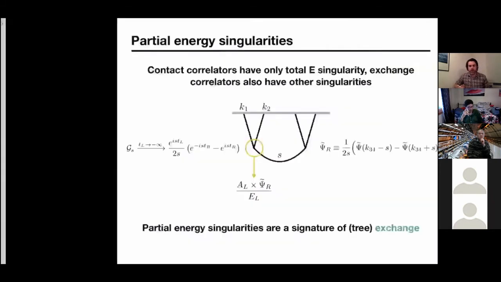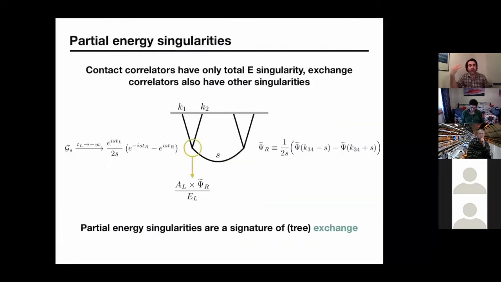Okay, good. Like I said, these contact correlators have only these total energy singularities, but exchange correlators can have singularities at other loci in kinematic space. One way to understand that is that there are now multiple time insertion points that I have to integrate over. And like I told you, the divergence is really coming from these integrations running off to -infinity. So I could imagine dragging this point off to -infinity and seeing where the singularity is, but leaving this one at some finite time.